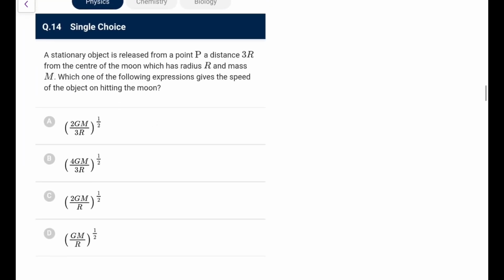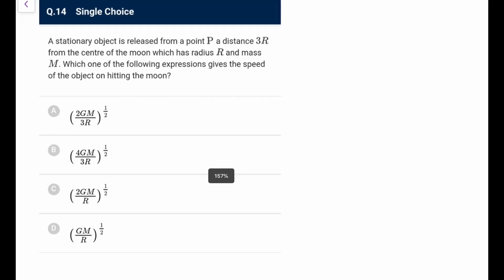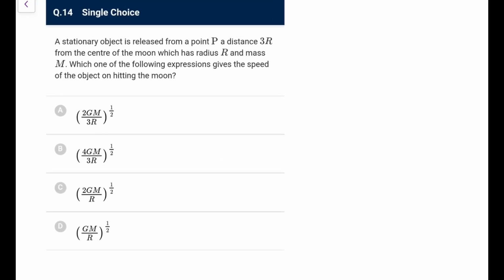Next one: a stationary object is released from a point P at a distance 3r from the center of the moon, which has radius r and mass M. Which one of the following expressions gives the speed of the object on hitting the moon? So just check the change in potential energy. Initial potential energy at a distance 3r was minus GMm by 3r. Finally, at the surface, it is minus GMm by r.